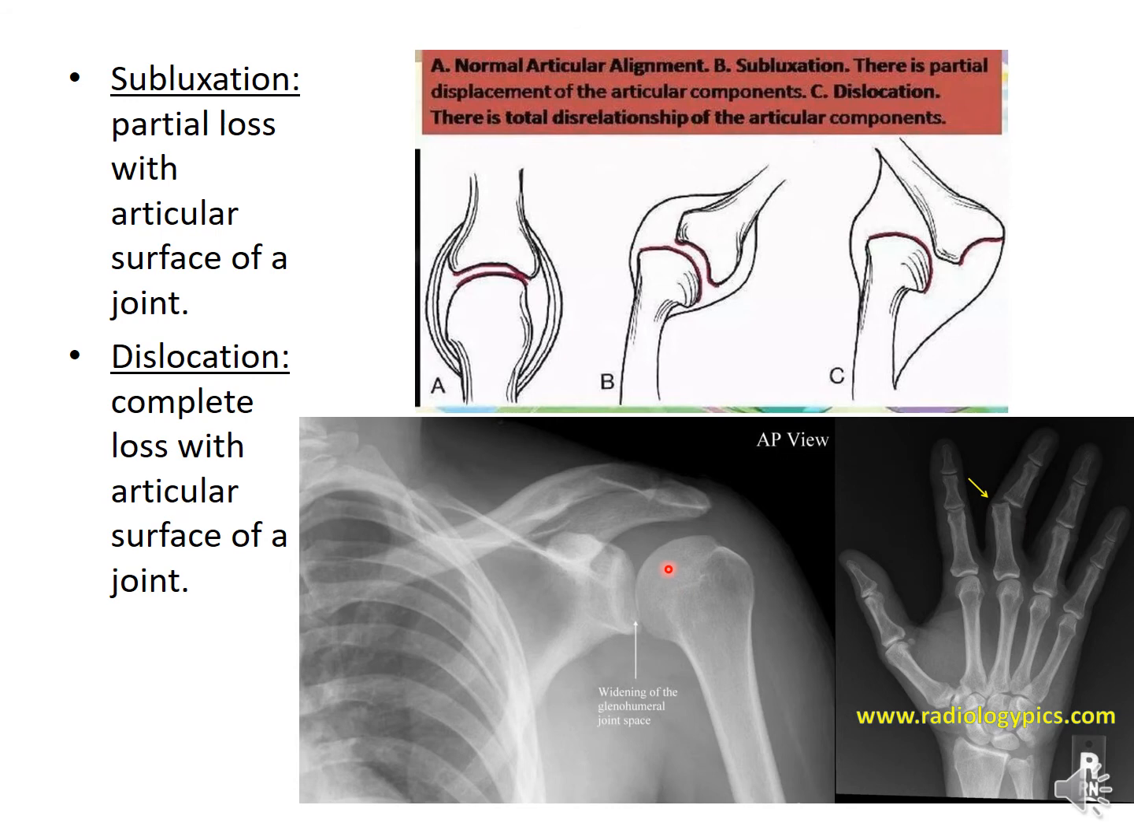So here we can see the subluxation. There is a widening of the glenohumeral joint space, and here we can see that the middle phalanx has been completely displaced. So this is the dislocation and this is the subluxation.